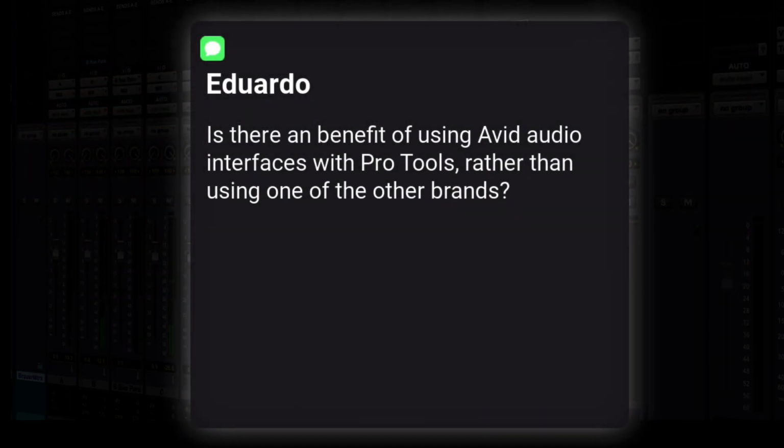In this week's episode, we're going to look at a question from Eduardo, and he asks, is there a benefit of using Avid audio interfaces with Pro Tools rather than using one of the other brands?